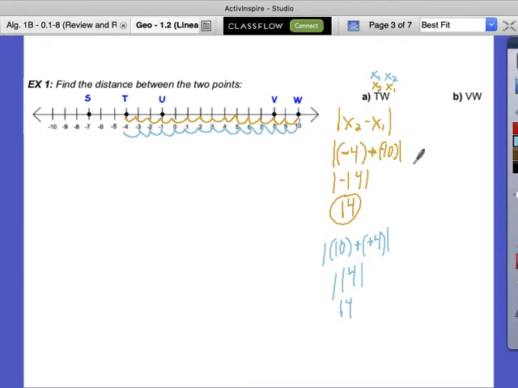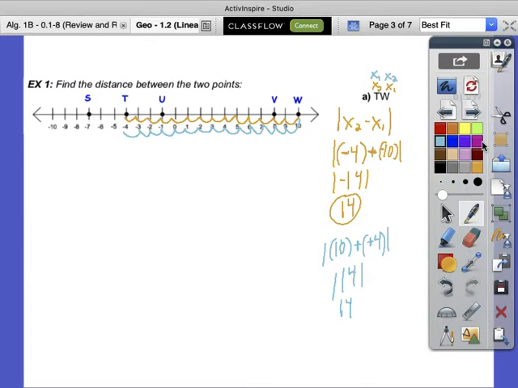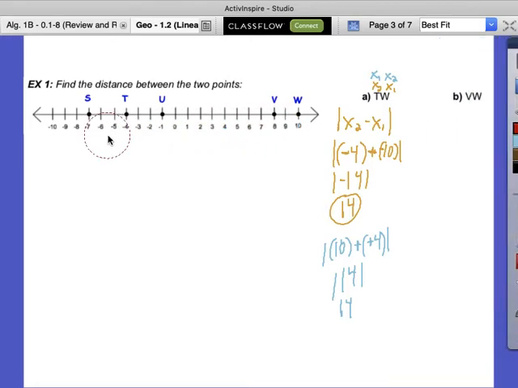So on letter B, between B and W, I want you guys to try and find that one on your own. Once you have it or have questions, raise your hand, okay? And I will come around and check you. Okay, very good.